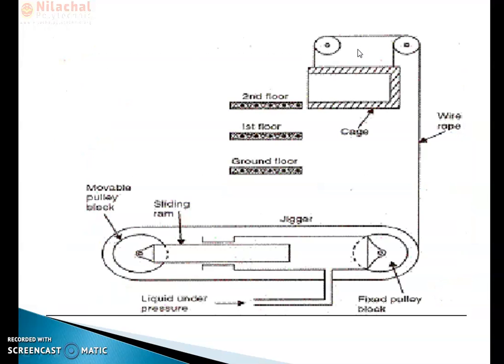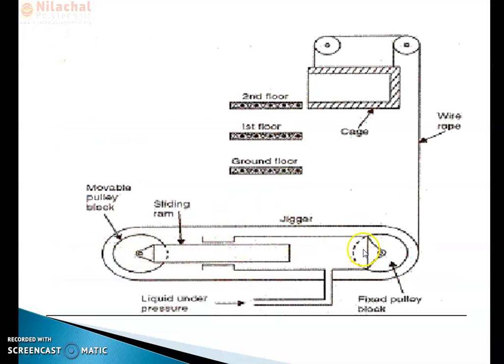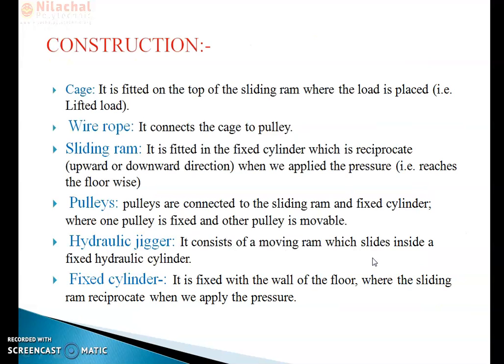Here a jigger consists of a fixed cylinder, a sliding ram and a set of two pulley blocks provided at the foot of the hole of the cage. Here are two pulleys, and another device you are using is the wire rope. It connects the cage to the pulley and the sliding ram. It is fitted to the fixed cylinder, which reciprocates up and down when you apply the pressure.